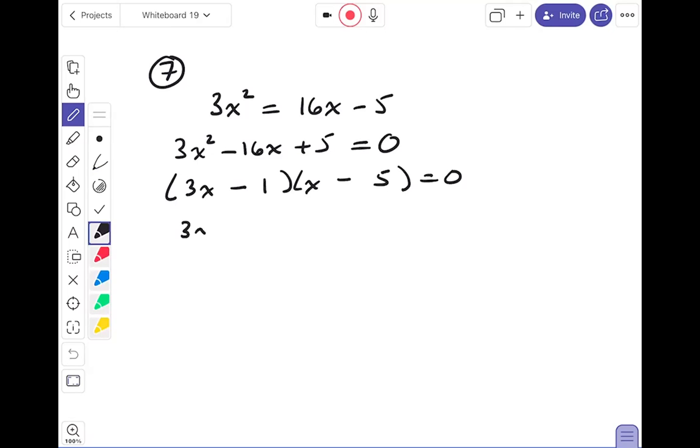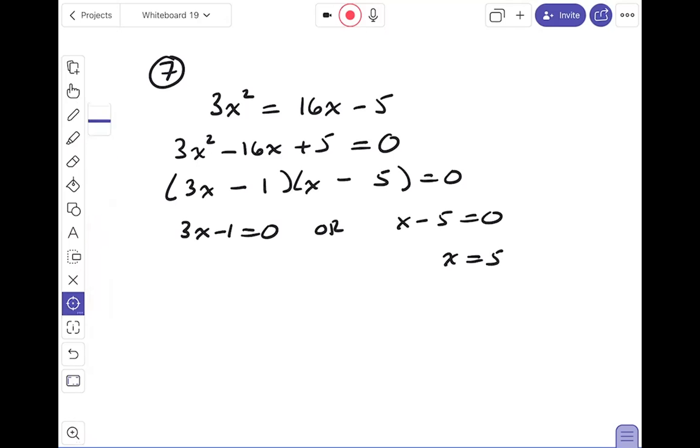Let's write this down. 3x minus 1 equals 0, or x minus 5 equals 0. Second equation couldn't be simpler, x equals 5. First equation may provide a challenge for some students. Add 1 to both sides, then divide by 3. And what do you get? x equals 1/3.